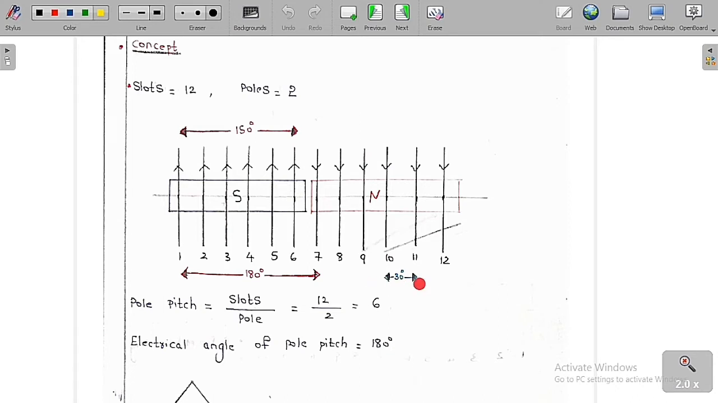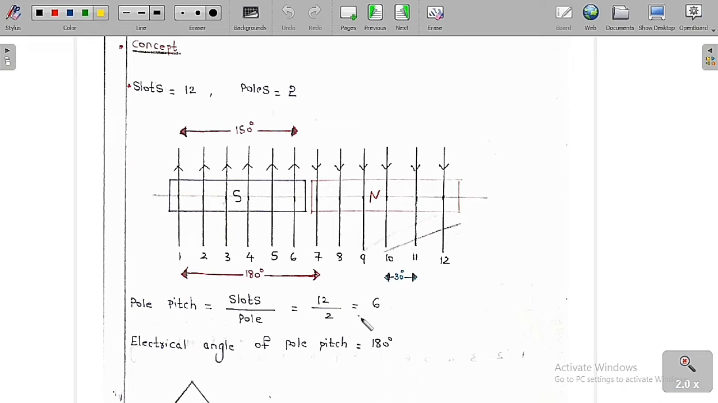So you can say clearly, between two slots, what is the mechanical angle? Between two slots, the mechanical angle is simple, which is the total 360 degree by number of slots. The number of slots are 12, so 360 by 12 is 30 degree. So 30 degree is the mechanical angle between two adjacent slots.